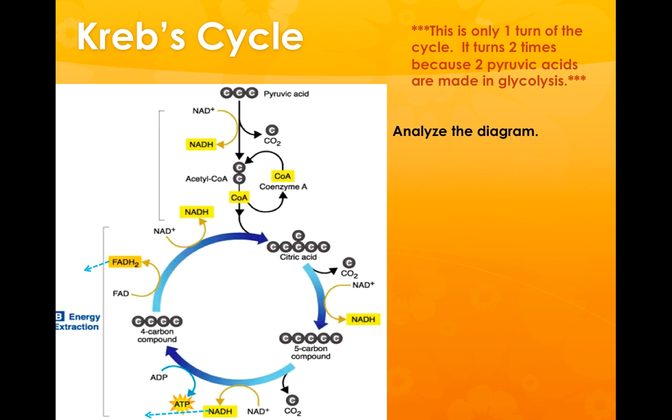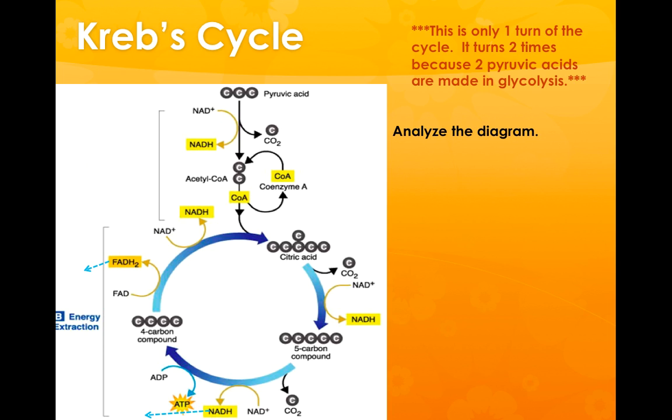Okay, so this is the overall process of the Krebs cycle. It looks a little crazy right now, but we're going to go through it piece by piece so that you can understand. The Krebs cycle is going to start with 1 pyruvic acid molecule that came from glycolysis. So now pyruvic acid has entered the mitochondria, the process has started. Pyruvic acid is a 3-carbon compound.